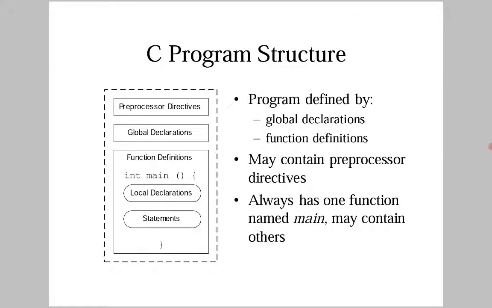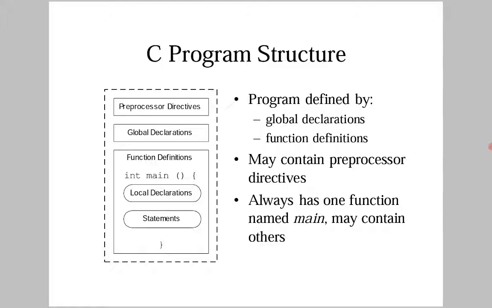This is called the structure of a C program. What is the structure of a C program? Every C program begins with some preprocessor directives. Second step is global variable declarations. Third step is function declarations or definitions. Next is the main function. Next is local variable declarations. Next is statements. Next is return statements. So this is the structure of a C program.